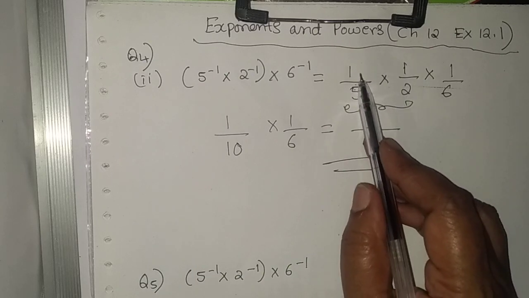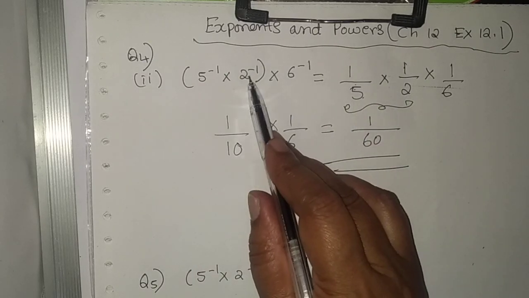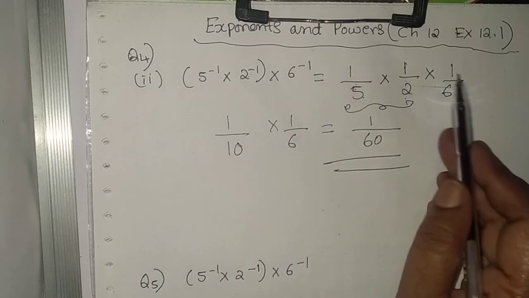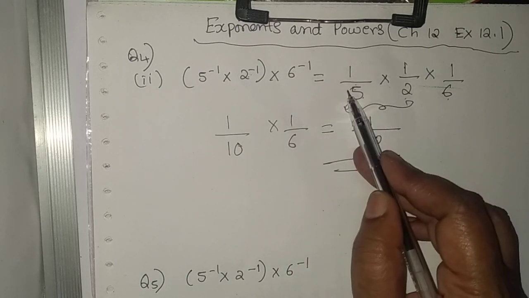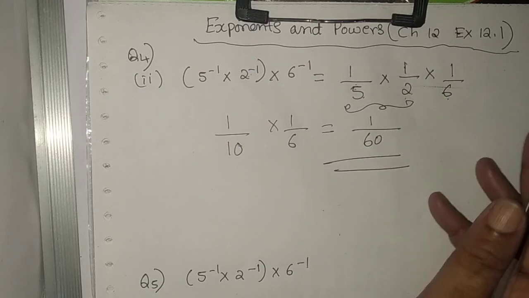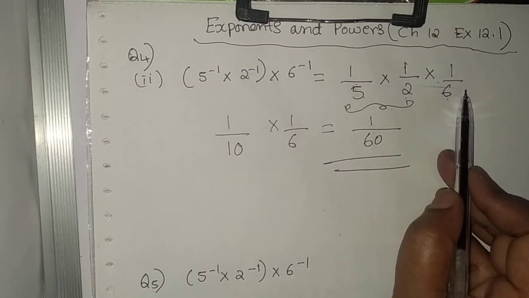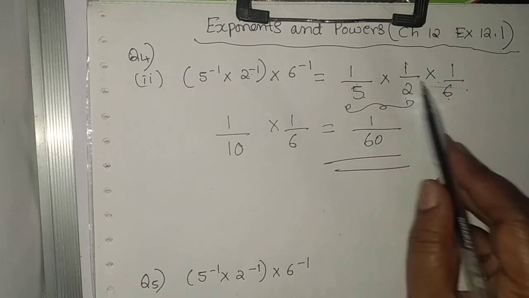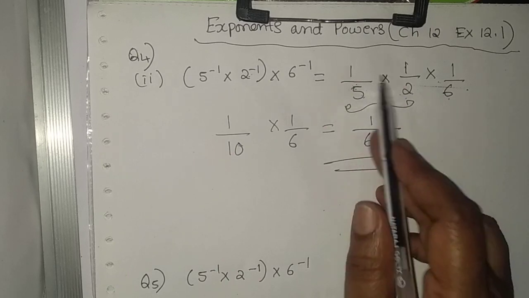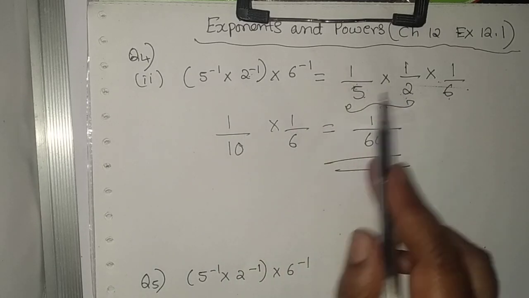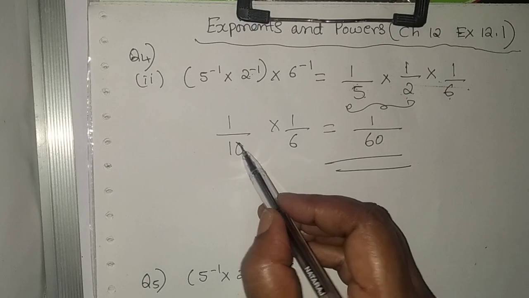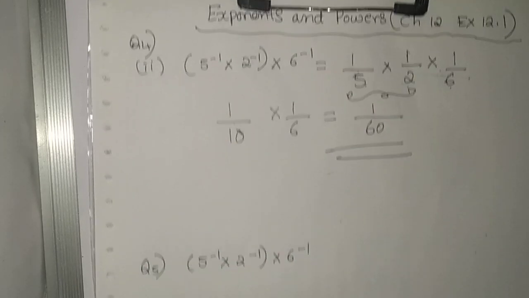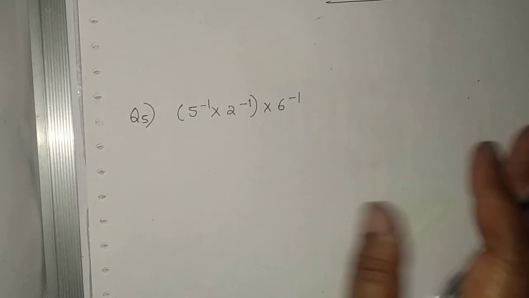So directly write this one. 5 minus power 1 can be written as 1 by 5. 2 minus power 1 can be written as 1 by 2. 6 minus power 1 can be written as 1 by 6. So multiply these directly. No need of taking LCM here, since this is multiplication only. The LCM is needed when the sign is plus or minus. So multiply these two: 1 into 1, 1. 5 into 2, 10. Similarly this one again, 1 into 1, 1. 10 into 6, 60. So this completes the fourth problem.